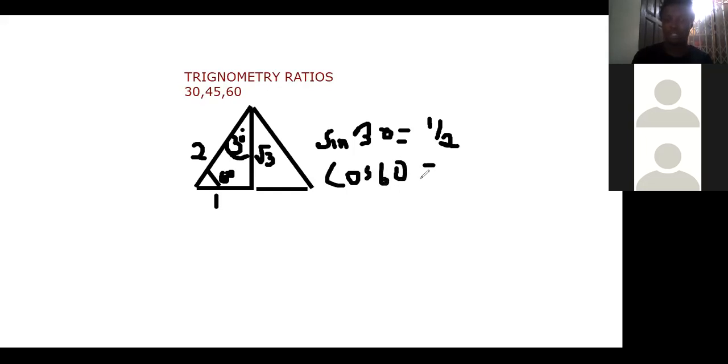Tell me cos 60. Say half. Cos 60 is half, so 1 over 2. This means that sine 30 is equal to cos 60.